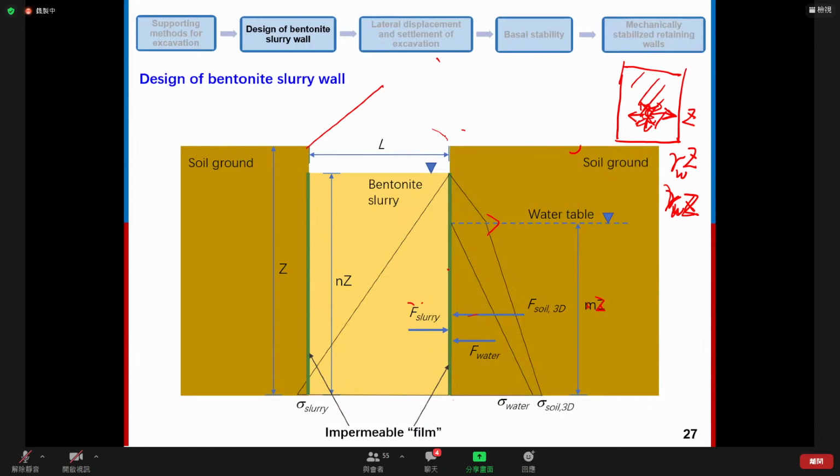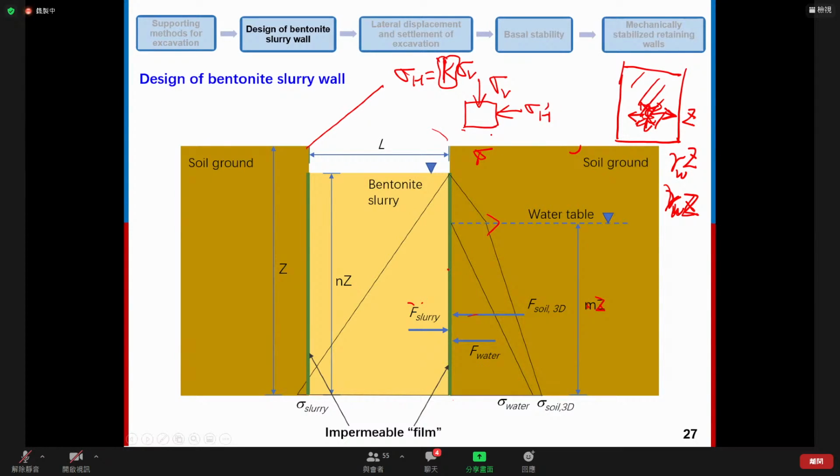So for soil, we distinguish the vertical stress and horizontal stress, right? So we can have a relationship between the vertical stress and horizontal stress. We assume the horizontal stress equals the earth pressure coefficient times the vertical stress. The tricky part is how to select the value for the coefficient K.